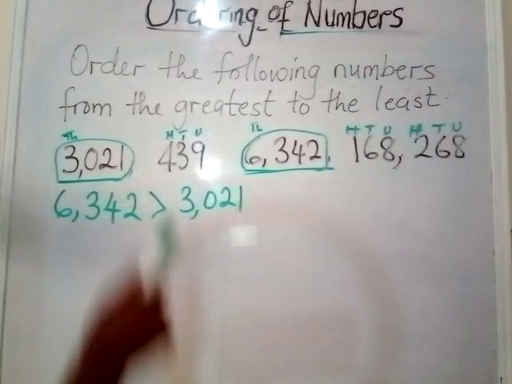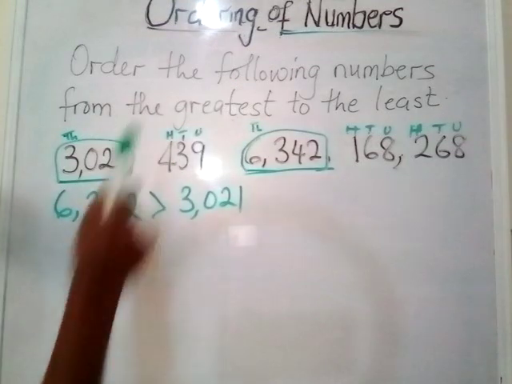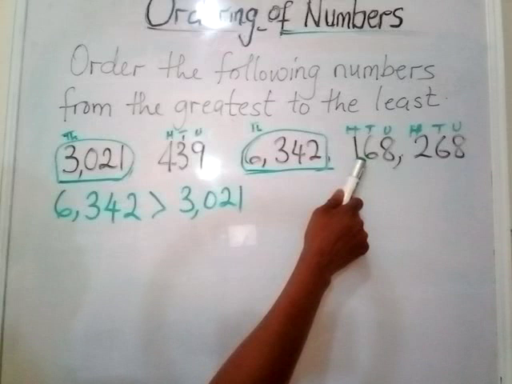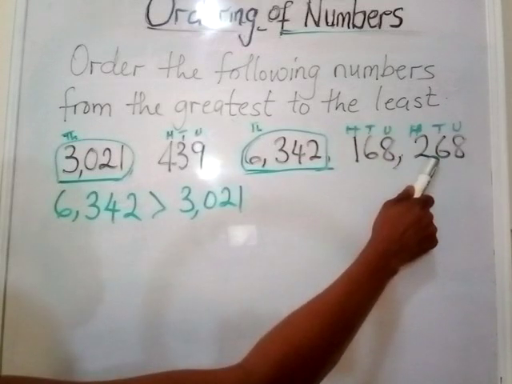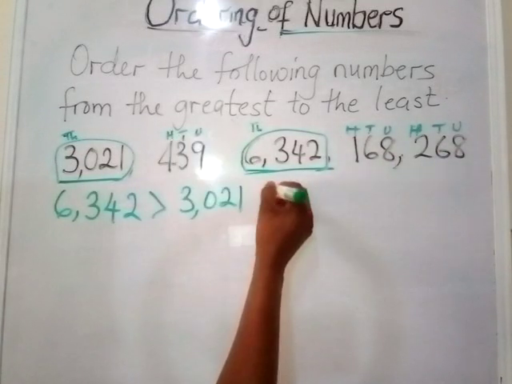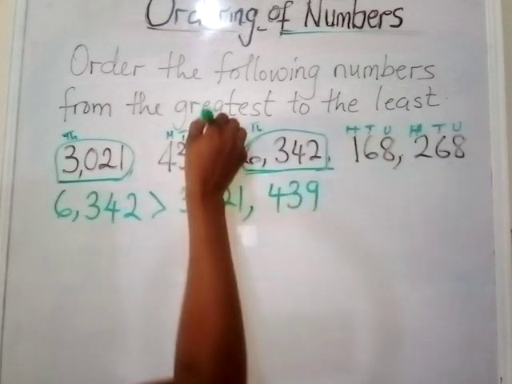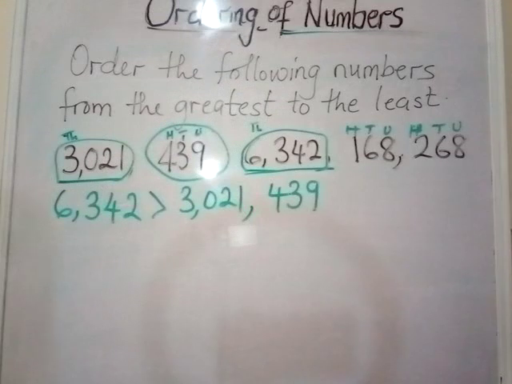So we find out that the number that has 4 under 100 has the higher value because 4 is bigger than 1 and is bigger than 2. So the next number that comes up here is 439. We circle that so that we don't get distracted. Now our focus is on just these 2 numbers left.